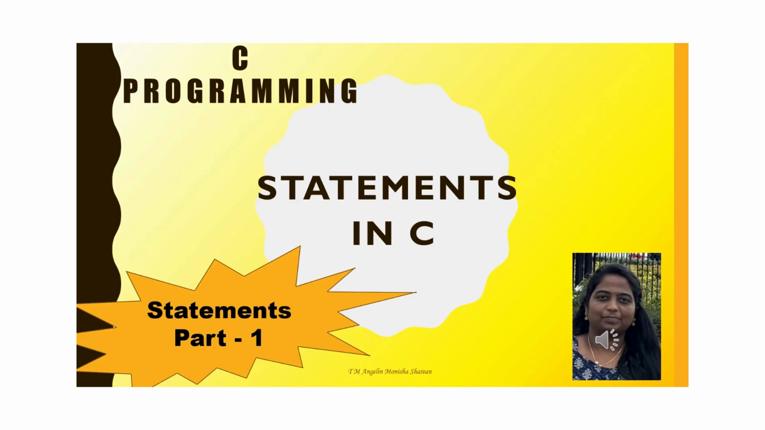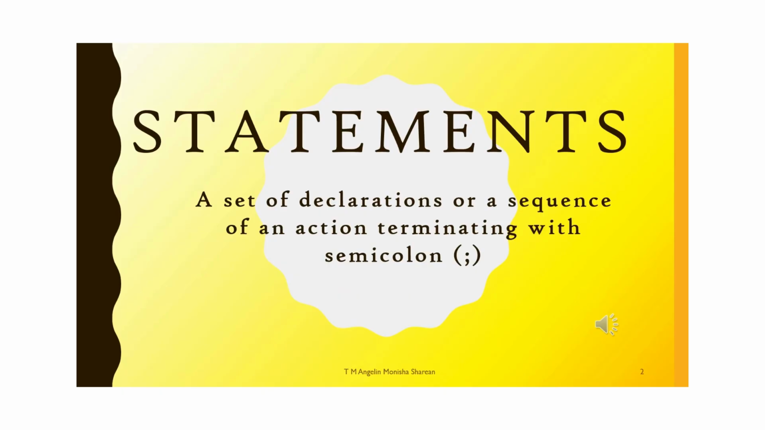Today we are going to see about statements in C programming. Now let us see what is a statement. A statement in C can be a declaration statement or any code in C which is performing an action in a program, and it has to end with a semicolon.